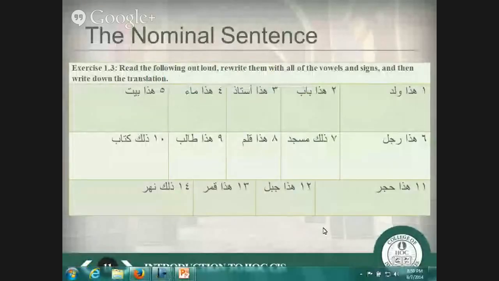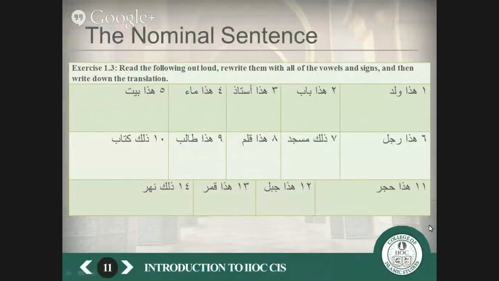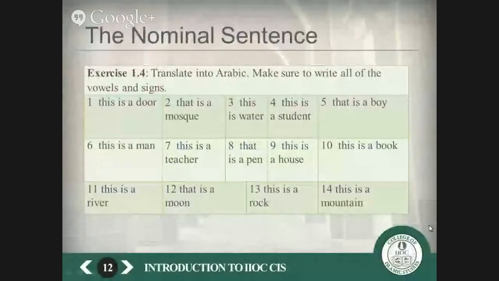Okay. And now we go to the more difficult of the two, which is translating into the other language. So translate these sentences into Arabic. Just think how cool this is, by the way. You're already translating sentences into Arabic. It's amazing. Right? You're not going to get this in other classes. All right. So translate into Arabic on the second day of class. Translate into Arabic and write down all the vowels and all the signs.